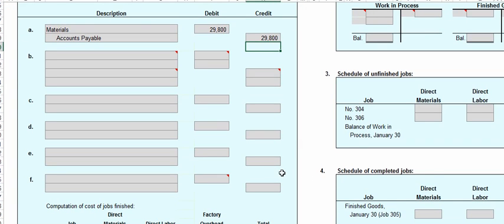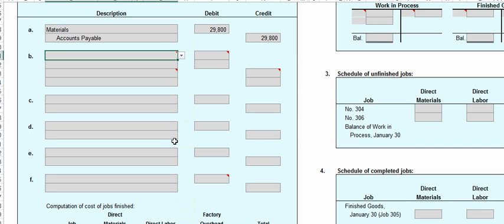Okay, on B, they say materials requisitioned and factory labor used. Okay, and they go through job numbers 301 through 306. If it's materials and labor used on specific jobs, then that's going to be a part of work in process inventory. If it's materials and labor used for general factory use, those would be indirect materials and indirect labor, and those will be a part of factory overhead.